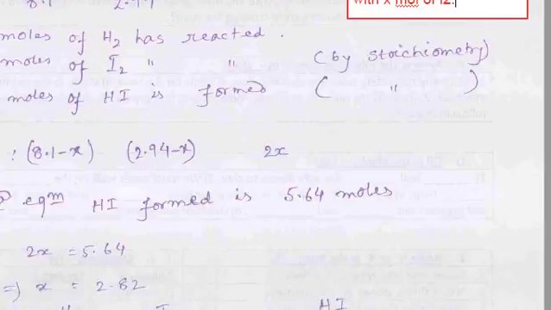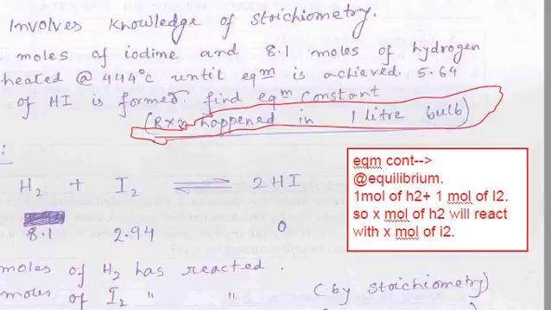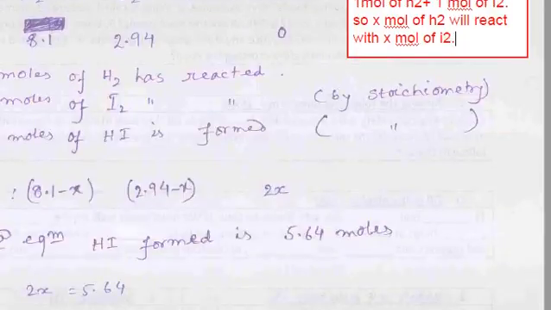Now let's come a little bit down. Now I have all the concentrations in terms of X at equilibrium. In the problem statement there is another value given, that is 5.64 moles of HI is formed at equilibrium. So at equilibrium the amount of HI that I have calculated is 2X, and in the problem it is given as 5.64 moles. So 2X is equal to 5.64. So what is X? X is equal to 2.82.